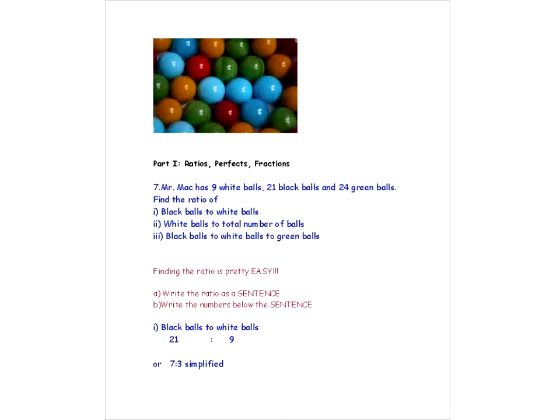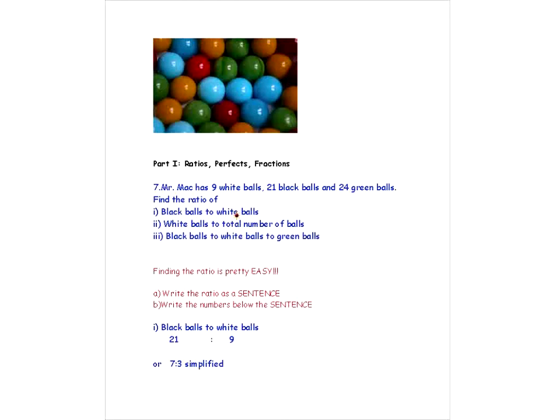Okay. So here we've got a bunch of different colored balls. I don't know if these are marbles or gumballs or something like that. Anyways, the question here says Mr. Mac has 9 white balls, 21 black balls, and 24 green balls. Find the ratio of, the first question says, black balls to white balls.